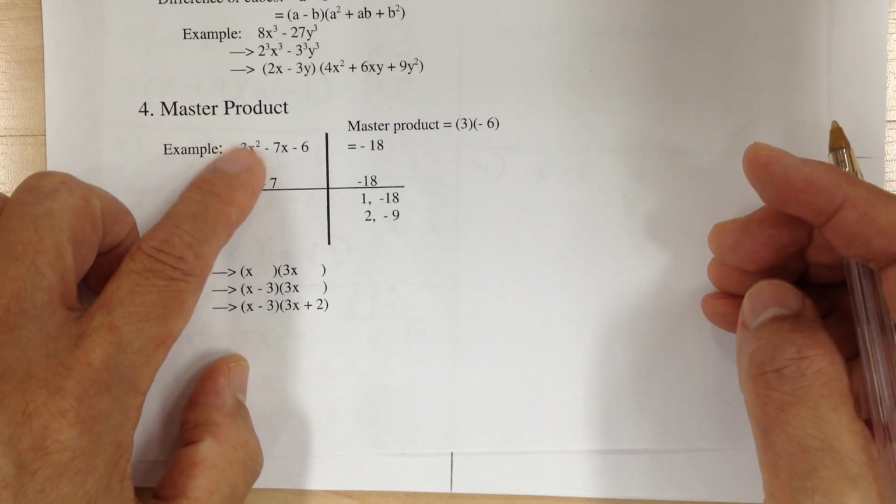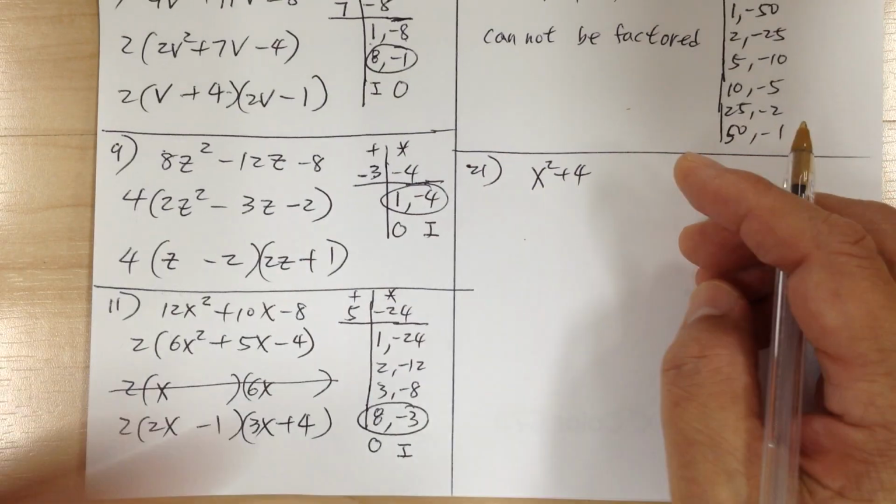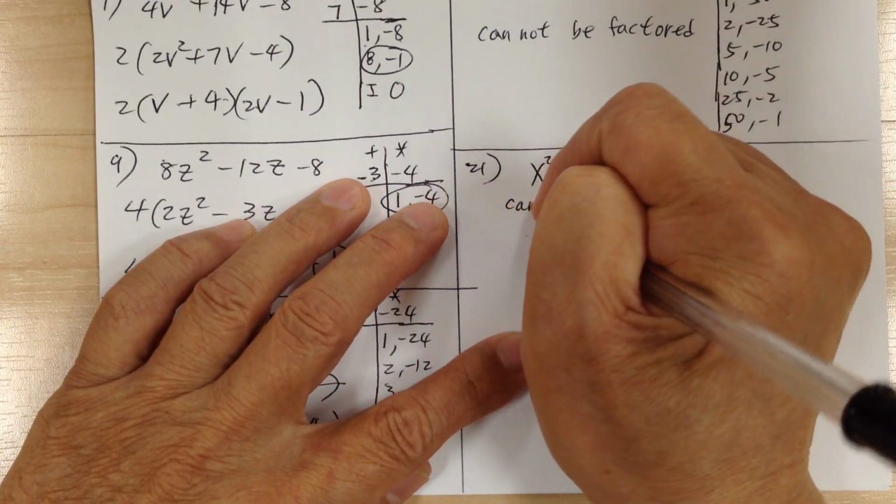And you don't do step 4, because step 4 is for 3 terms, and you only have 2 terms. So this one, nothing can be done. This one cannot be factored.